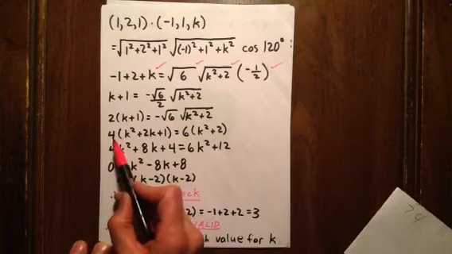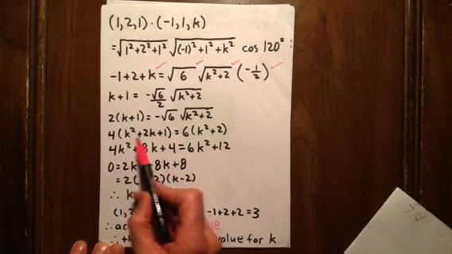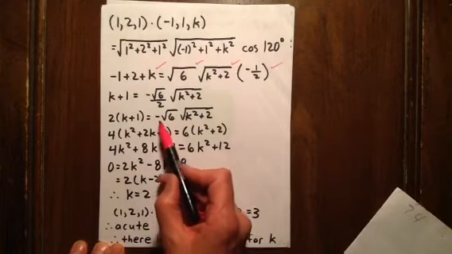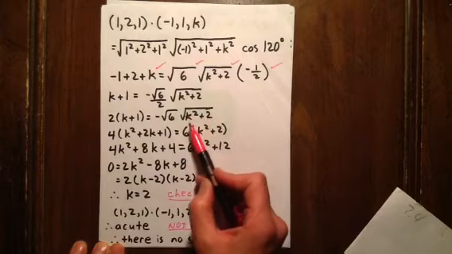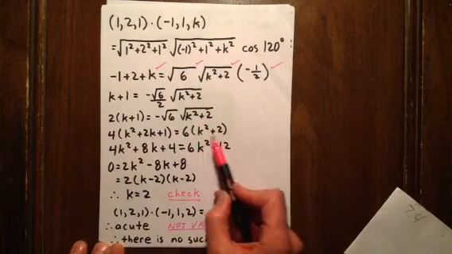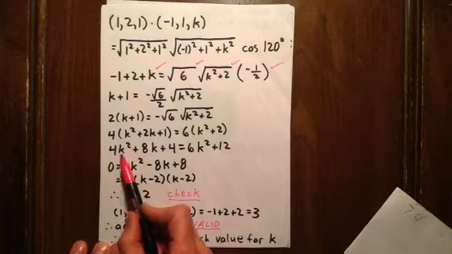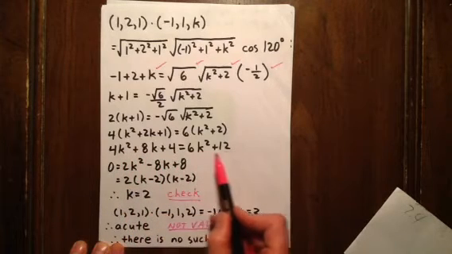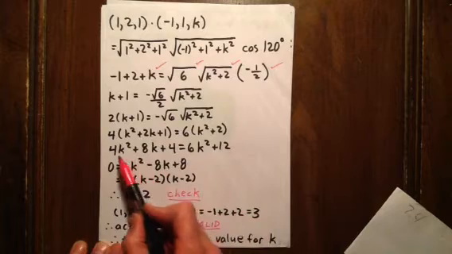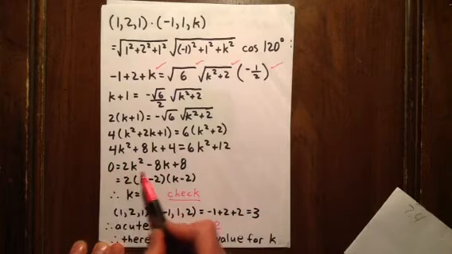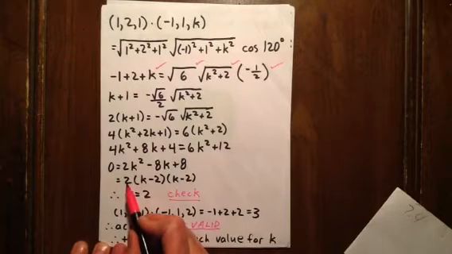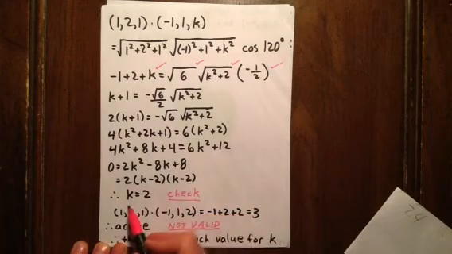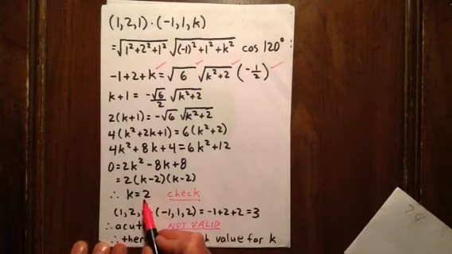2 times 2 is 4. (k + 1) times (k + 1) is k squared plus 2k plus 1. Negative root 6 times negative root 6 is positive 6. The square root of k squared plus 2, quantity squared, is k squared plus 2. So we get 4k squared plus 8k plus 4 equals 6k squared plus 12. We have a quadratic. We set it equal to 0. 0 is 2k squared minus 8k plus 8. That means we have 2 times (k - 2) times (k - 2). And that means that k must equal 2 in order for this to happen.